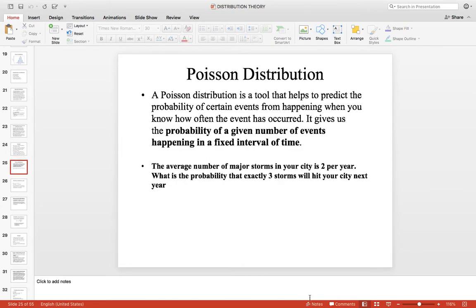Now Poisson distribution is the distribution of rare events. So it is a tool that helps to predict the probability of a certain event happening when you know how often it has occurred. It gives us the probability of a given number of events happening in a fixed time interval.